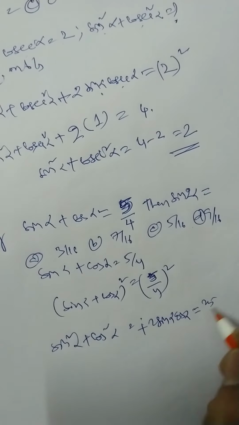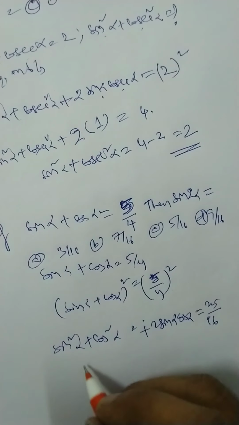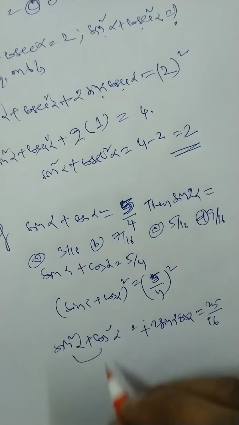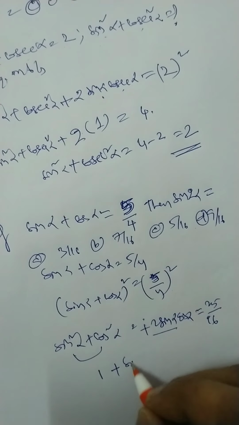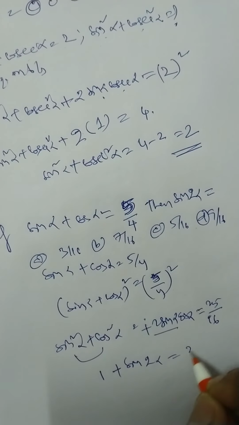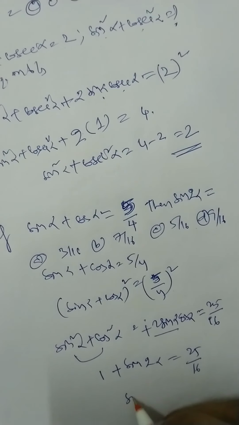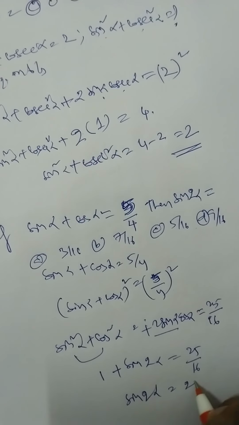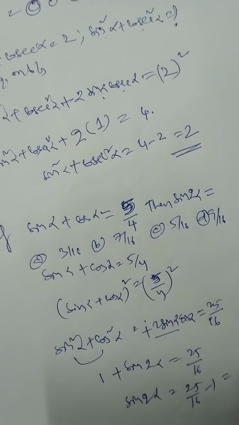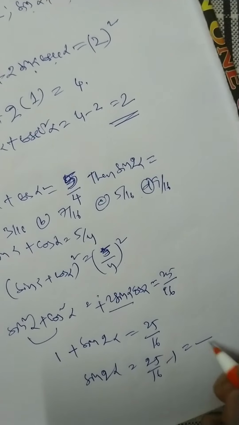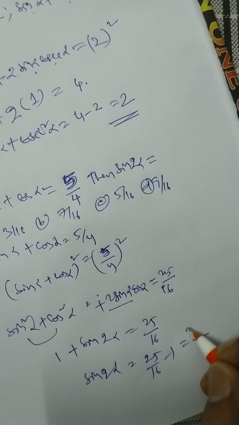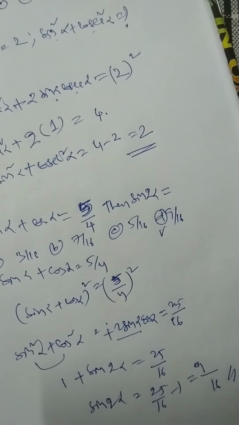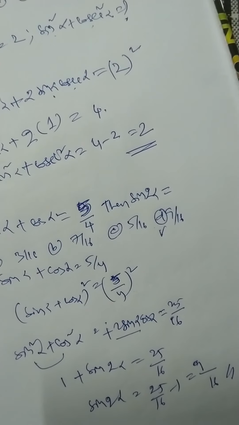is equal to 25 by 16. We all know that sin square alpha plus cos square alpha is 1. So 1 plus this 2 sin alpha cos alpha, which is sin 2 alpha, is equal to 25 by 16. So sin 2 alpha is equal to 25 by 16 minus 1. Taking the LCM 16, this is equal to 25 minus 16, which is 9, so 9 by 16. So the right option is D. Sin 2 alpha is equal to 9 by 16.